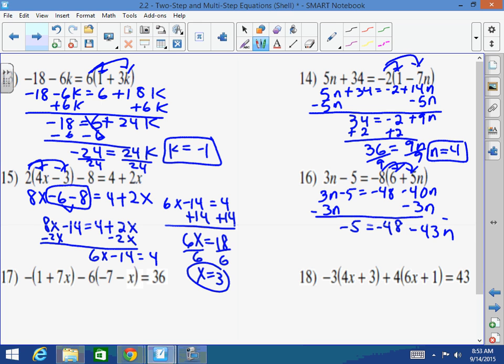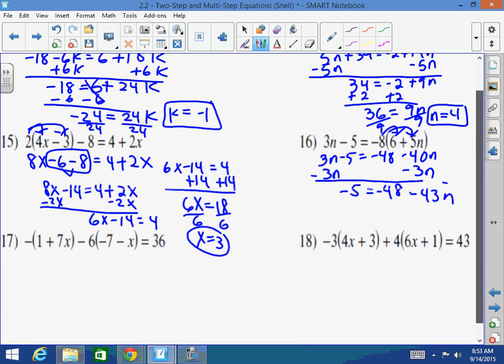Then you add the 5 to the 48. No, I would not add the 5 to the 48, because then I'm adding more stuff to the n. I want to get the n alone. You add the 48 to both sides. Very good. Because I want to get that n alone, giving me 43 equals -43n, divided by -43. And n equals -1. Excellent.